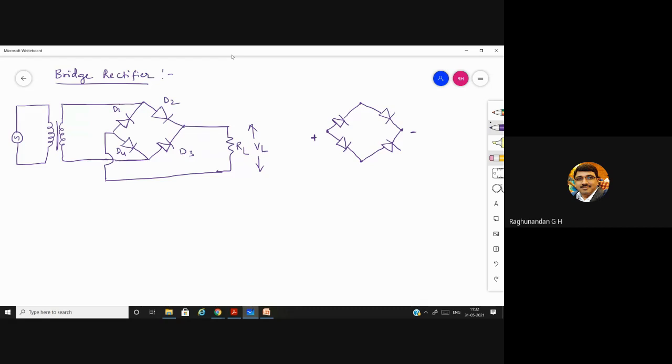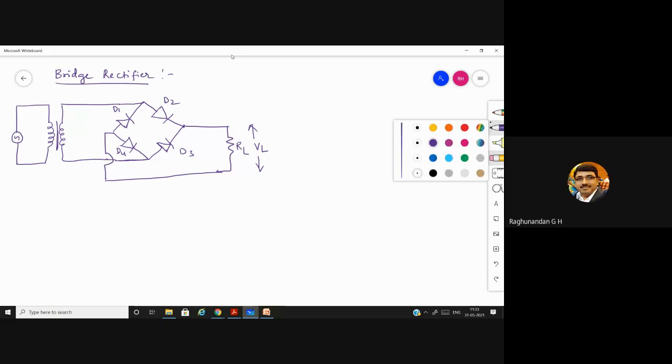All of you understood this? How to write? It is a simple way to remember. One side anode ends, other side cathode ends. And you know that obviously it will have 4 diodes. So start with anode, end with cathode ends. All of you understood this? Yes, sir. Okay.